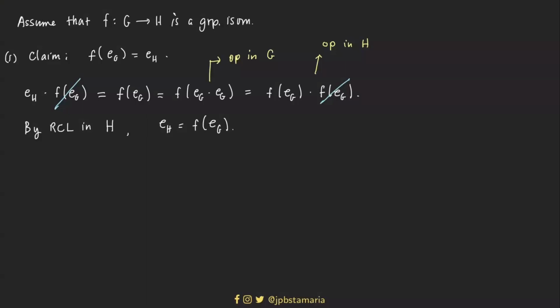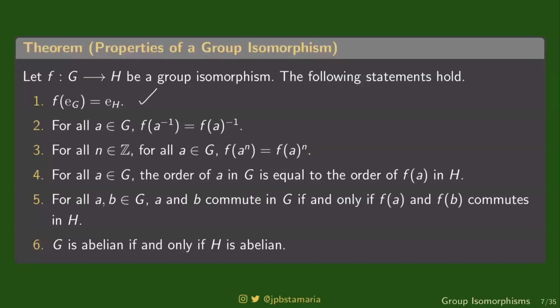Okay. Number 2, ha? Okay, tingnan natin. F of A inverse is equal to the inverse of F of A for all A in G. Ibig sabihin ng number 2, F does not only preserve operations, F also preserves identities, F also preserves inverses. What do you mean by this? Kung babasahin mo to in English, the image of the inverse of A must be the inverse of the image of A.